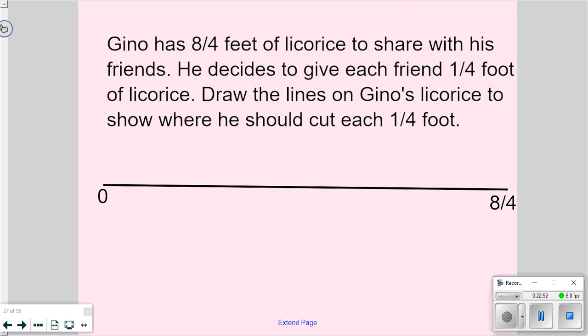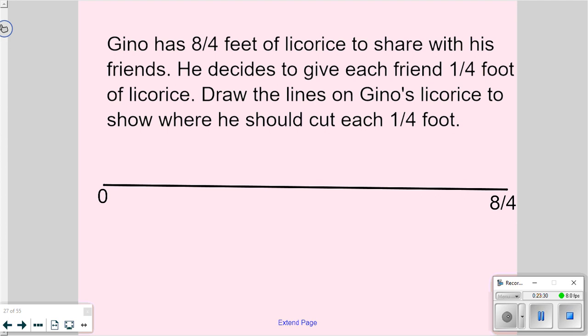So take a look at our line. We've got 0 to 8/4. He's trying to cut it into 1/4 pieces. 1/4 foot of licorice. How is he going to do that? How would he do that? Colby, what are you thinking? What is he going to do?